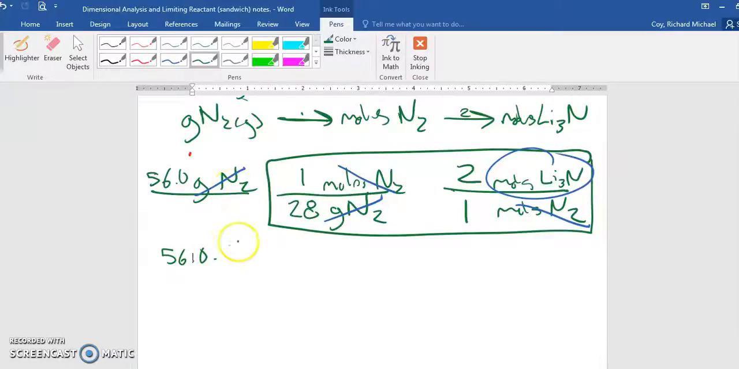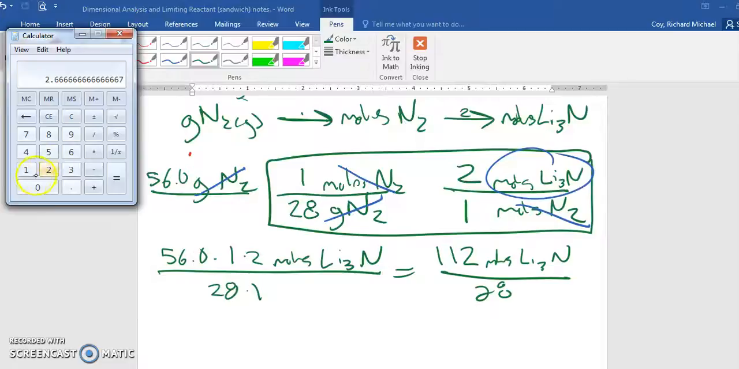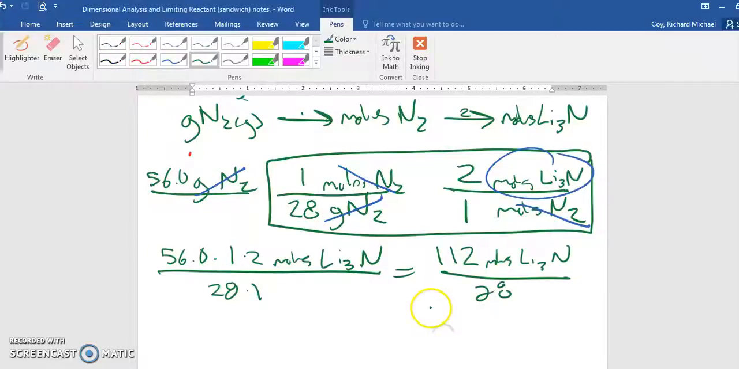56.0, no units, times 1, no units, times 2 moles of lithium nitride, all over 28, no units, times 1, no units, and then you do the math. 56 times 2 is 112 moles lithium nitride over 28, and what do we get there? 112 divided by 28 equals 4. That's nice, convenient, clean. 4 moles of lithium nitride.